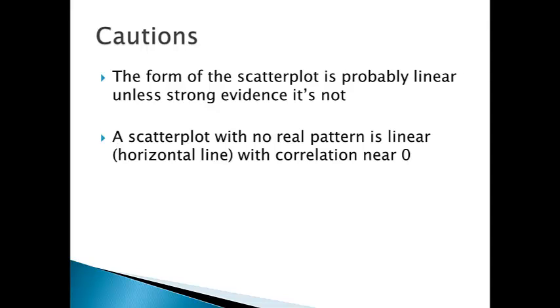Finally, a scatter plot with no real observable pattern, which just looks like a random smattering of dots, does have a linear association. It's a horizontal line, and the correlation will be near 0.